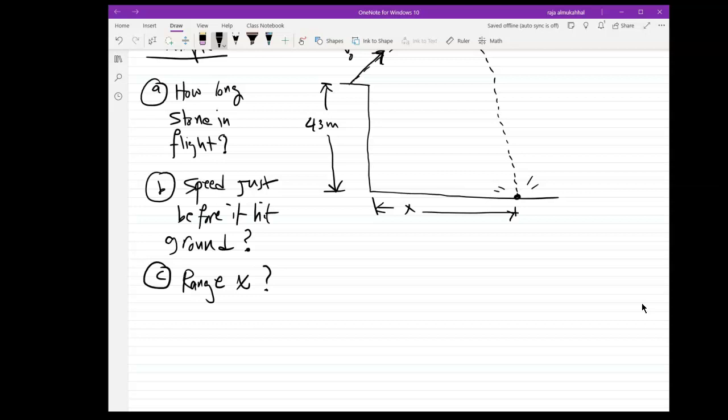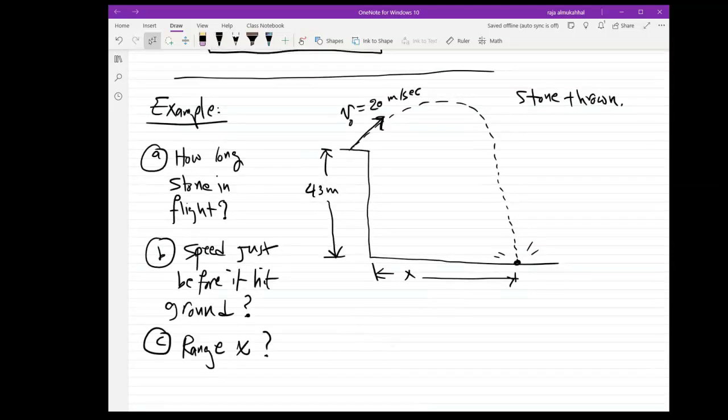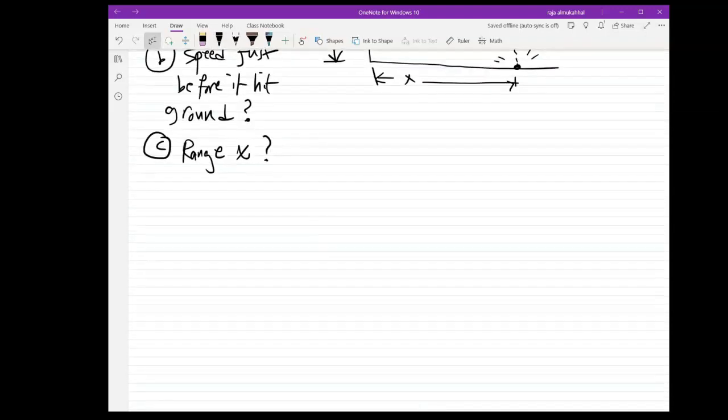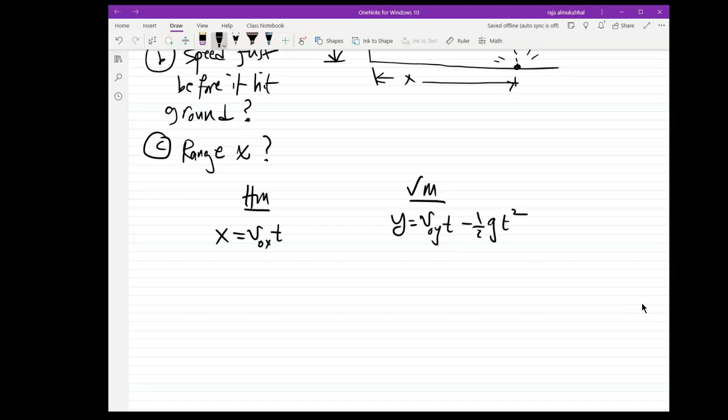So how do we do this one? Well, let's start with the first problem. First question, how long, which means he's looking for time, okay? This long means time here, all right? So again, I'm going to use the same technique that I showed you. I'm going to put in my horizontal motion and vertical motion, the usual equations: x equals v naught x t, and the vertical motion is y equals v naught y t minus 1/2 g t squared, okay?